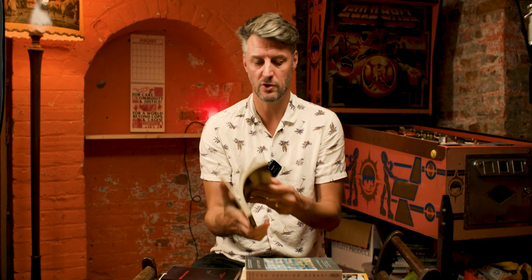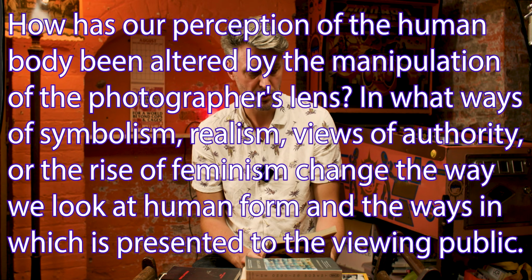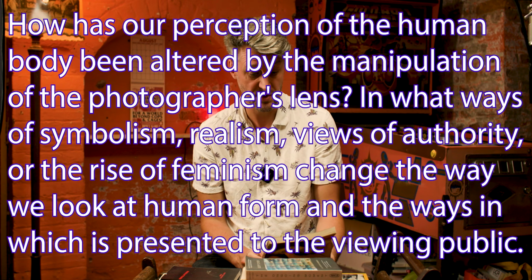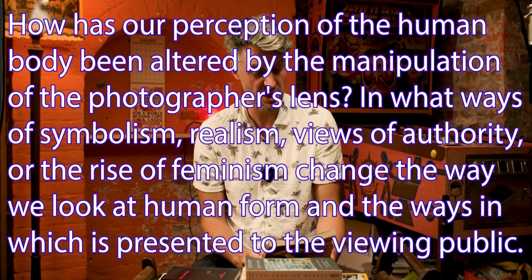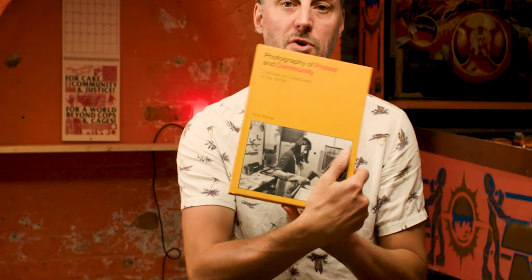Two books here, Photography and the Body, John Pultz. Again, got this book ages ago. So sort of particular special focus on, well, photography and the body. How has our perception of the human body been altered by the manipulation of the photographer's lens? In what ways have symbolism, realism, views of authority, or the rise of feminism changed the way we look at the human form and the ways in which it's presented to the viewing public? There we go. Boof.